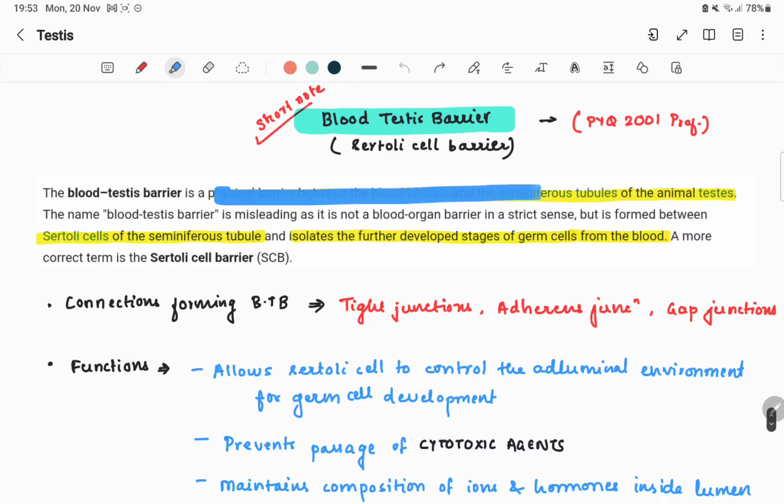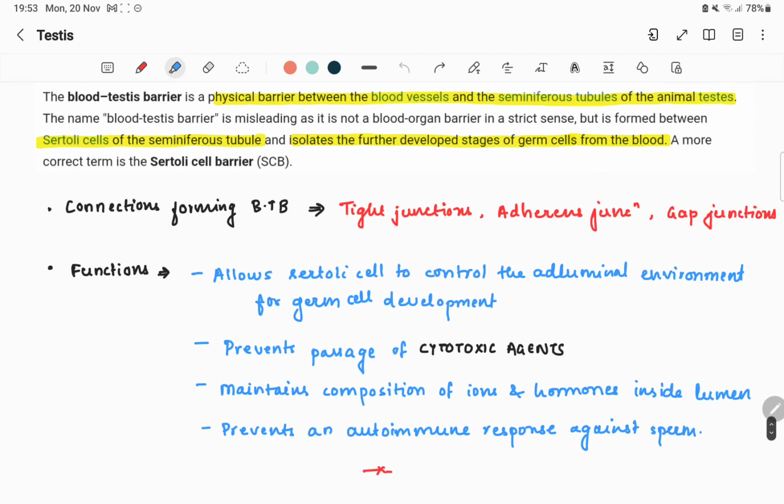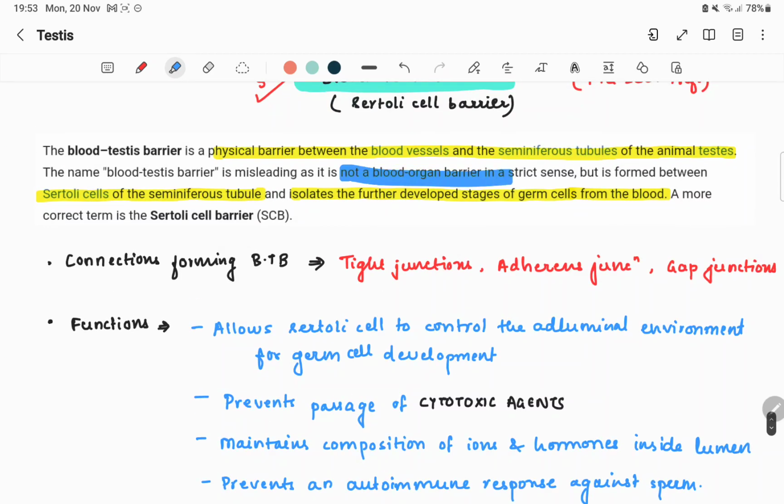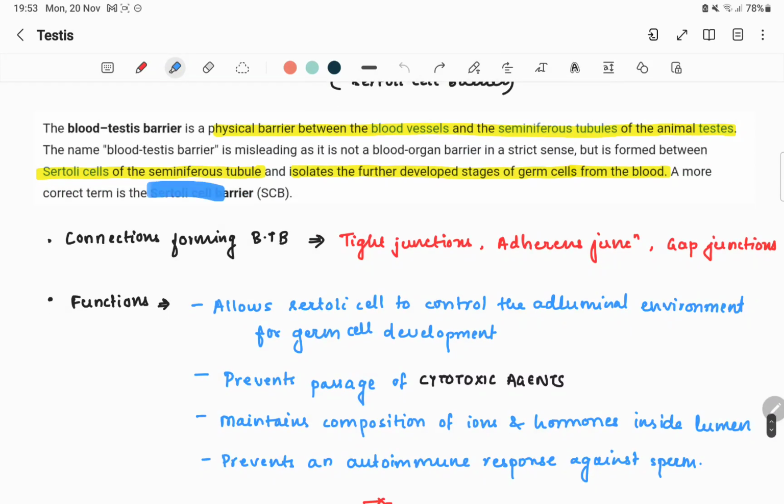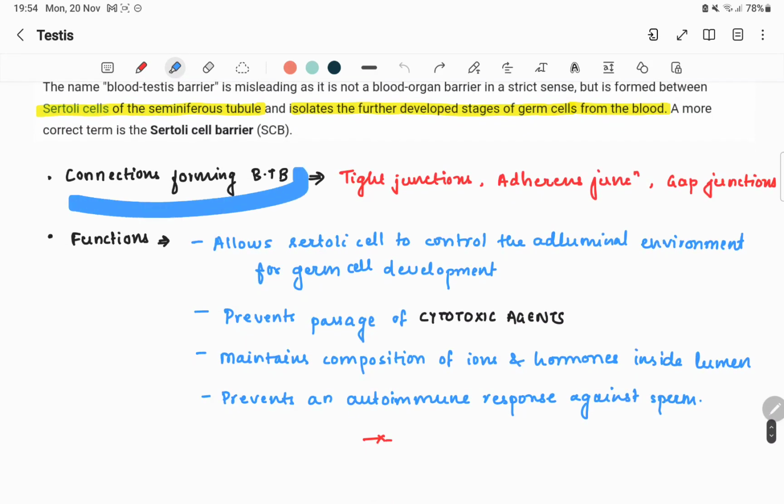And then you have the blood testis barrier, which was a PYQ. This is called the Sertoli cell barrier. It is a physical barrier between blood vessels and the seminiferous tubules of the testis. It is not strictly a blood organ barrier, but it is formed between your Sertoli cells and isolates further developed stages of germ cells from the blood. So it is also called the Sertoli cell barrier. The connections after the forming of the blood testis barrier are tight junctions, adherens junctions, and gap junctions.